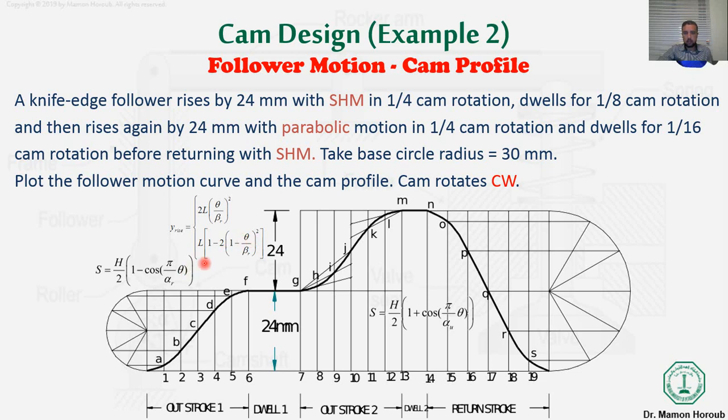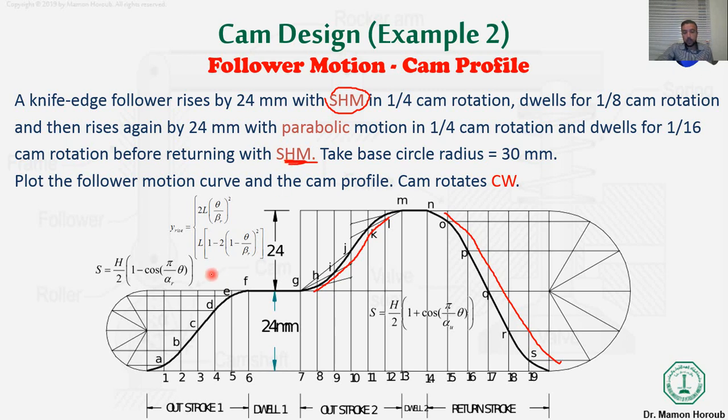Here we have another example. I have a rise based on simple harmonic motion, and then I have a dwell for 1/8 of the distance. Then I have a parabolic motion here, another rise with parabolic motion, and then at the end I have one fall following simple harmonic motion, as mentioned here in this example.